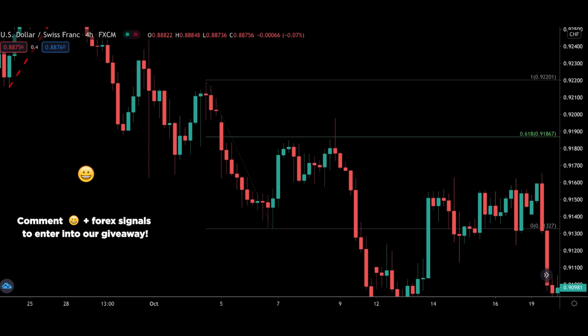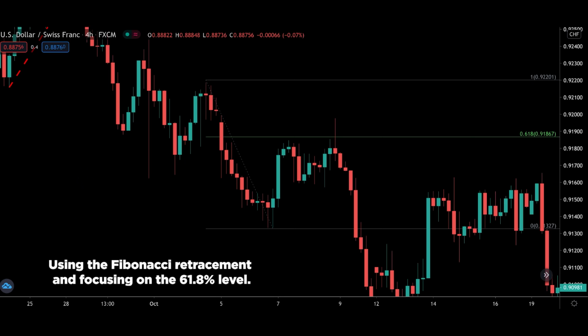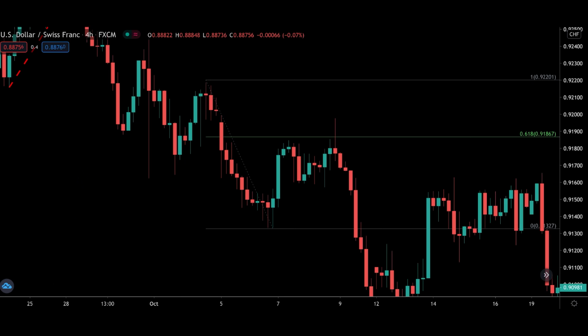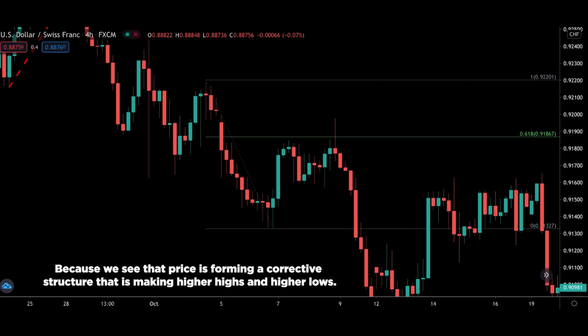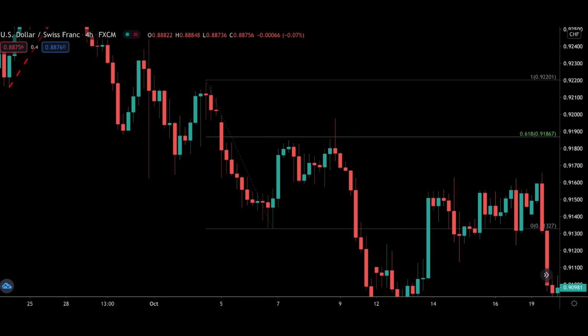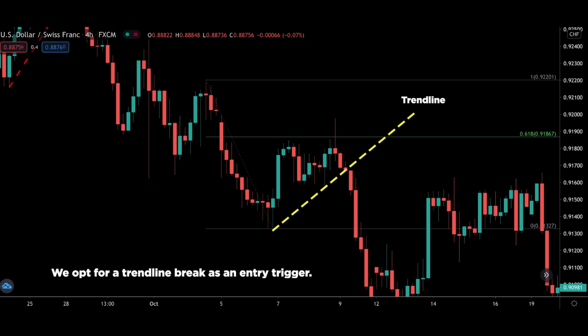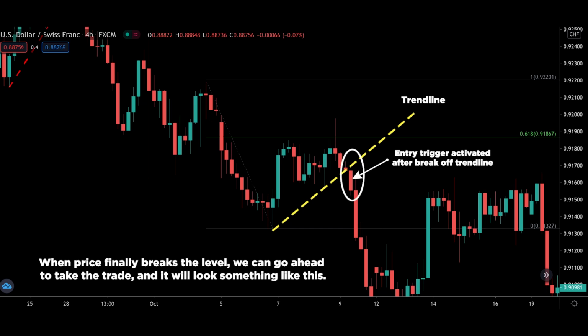Here's another example, this time a bearish scenario. Using the Fibonacci retracement and focusing on the 61.8 level. And because we see that price is forming a corrective structure that is making higher highs and higher lows, and we can draw a trend line, we opt for a trend line as an entry trigger. Again, an entry trigger tells us when we should enter, and when price finally breaks the level, we can go ahead to take the trade. And it will look something like this. I will list down a couple of entry triggers that you can use shortly, so keep watching.